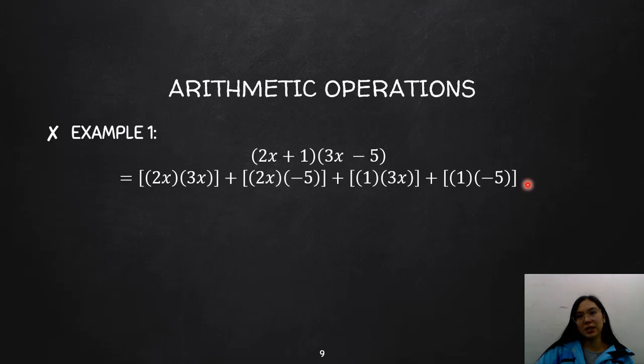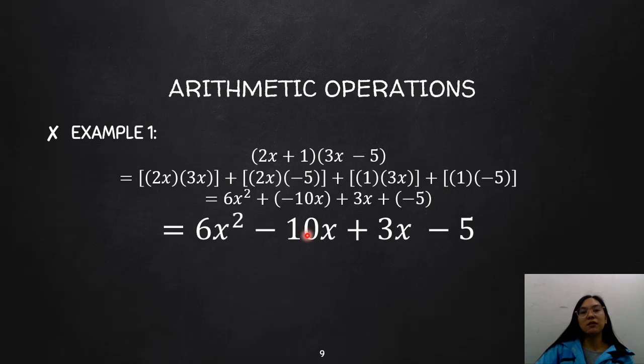And then simplifying this particular equation would actually give you, so that will be 2x times 3x will give you 6x squared. 2x multiplied by negative 5 will give you negative 10x. And then 1 times 3x will give you 3x. And finally, 1 times negative 5 will give you negative 5. So simplifying it further will give you the final answer, which is 6x squared minus 10x plus 3x minus 5.